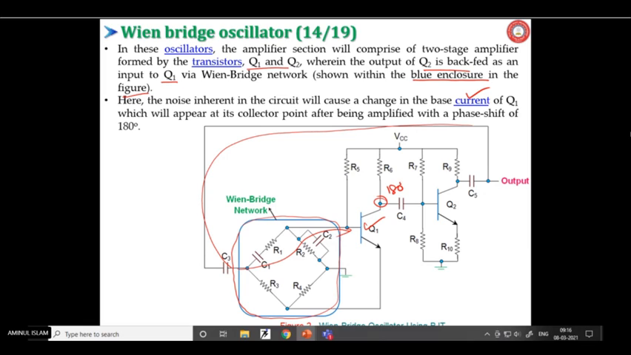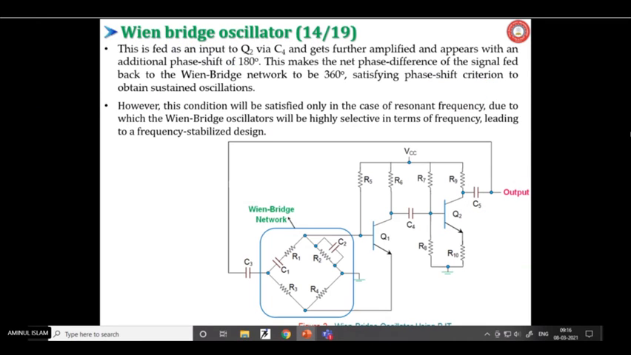Here it is going to be a 180 degree phase shift. Okay, here it is 0 degree by the feedback network, the Wien bridge, but this amplifier Q1 is going to make 180 degree. Then another is there which will make another 180 degree. This is fed as an input to Q2 via C4. C4 is your coupling capacitor.